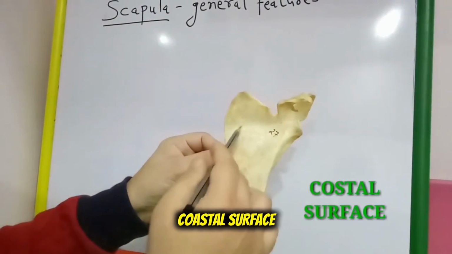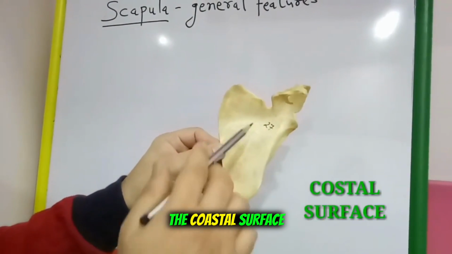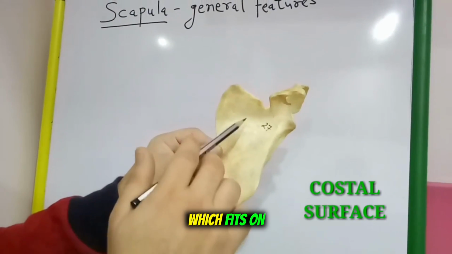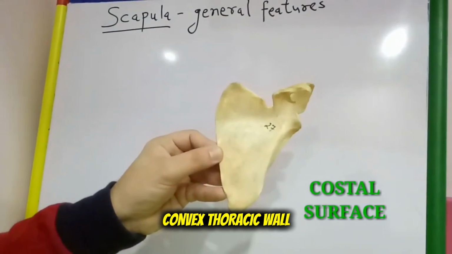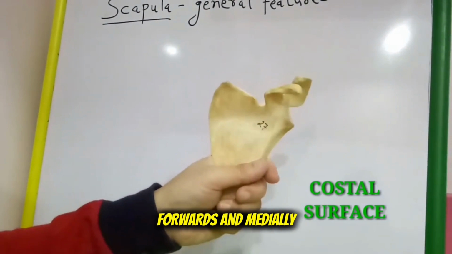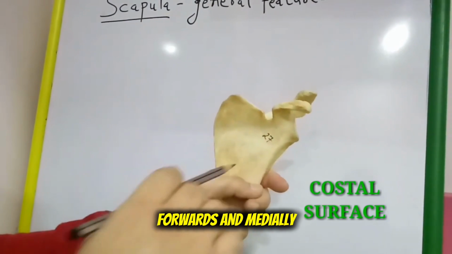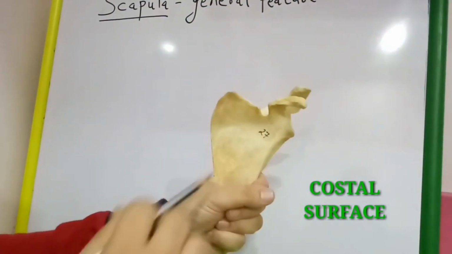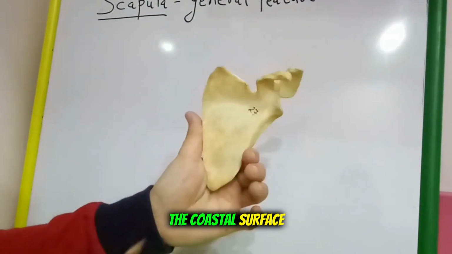Now coming to the costal surface. The costal surface is concave, which fits on the convex thoracic wall. It is directed forwards and medially in anatomical position. So this is the costal surface.